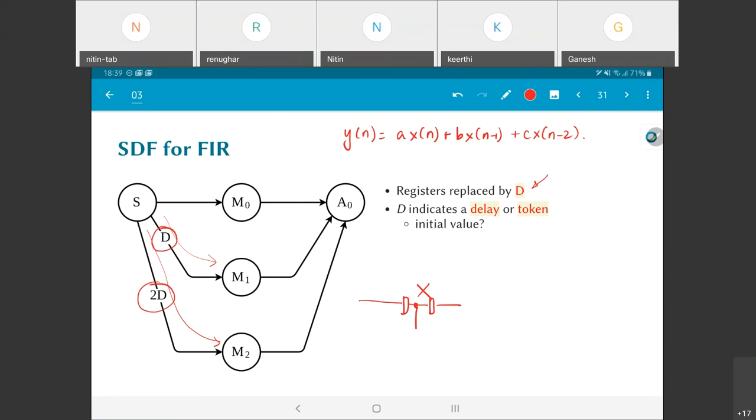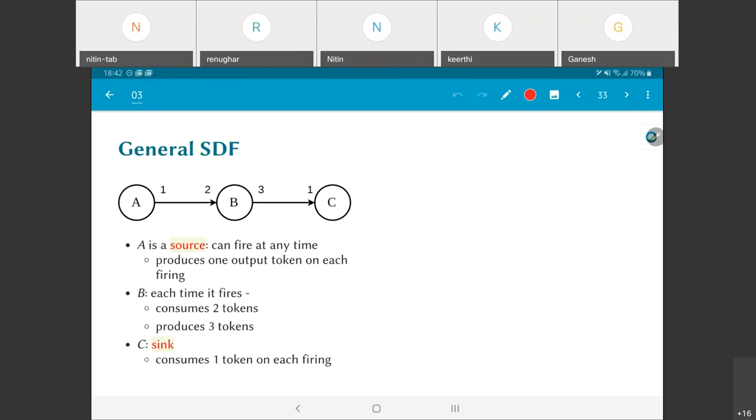In other words, whatever is generated out of S at some point will go into a FIFO buffer and will be consumed by M1 effectively one sample interval later. Similarly, whatever is produced by S will go and sit on another FIFO buffer and will be consumed by M2 two sample delays later, because there are two data points already present in the FIFO buffer ahead of whatever was generated by S at this point. We can generalize this concept of static data flow.